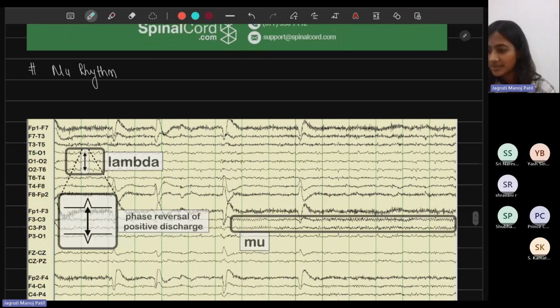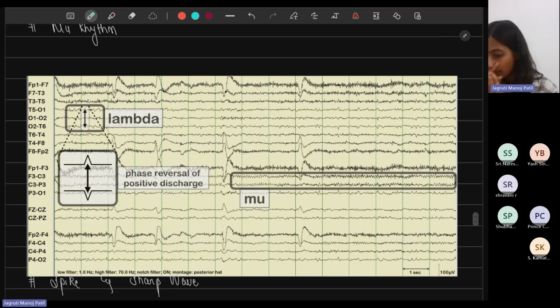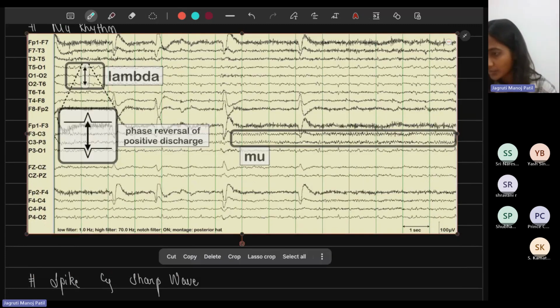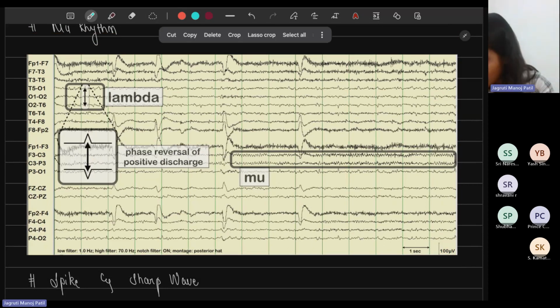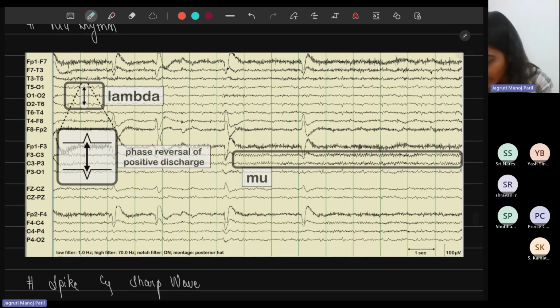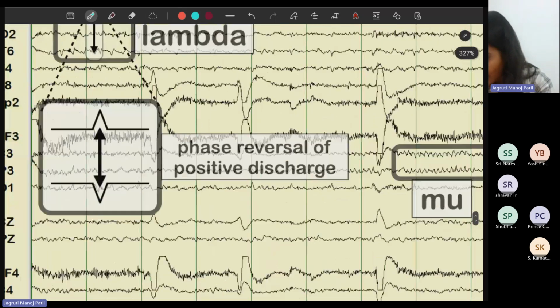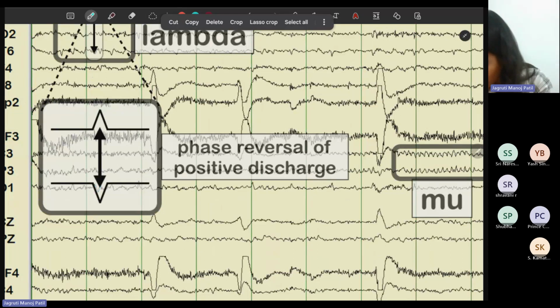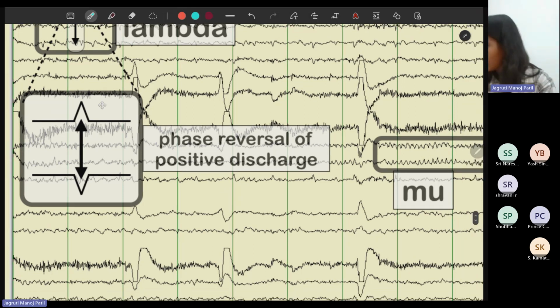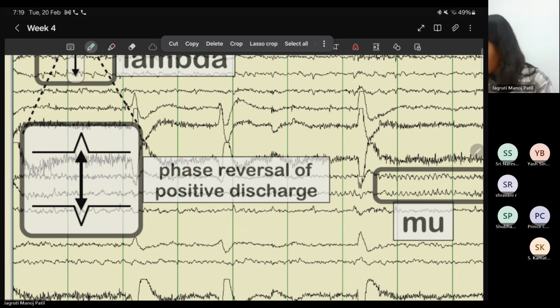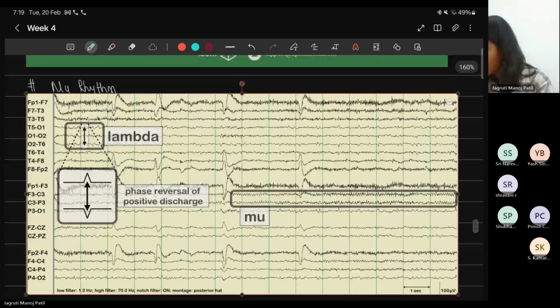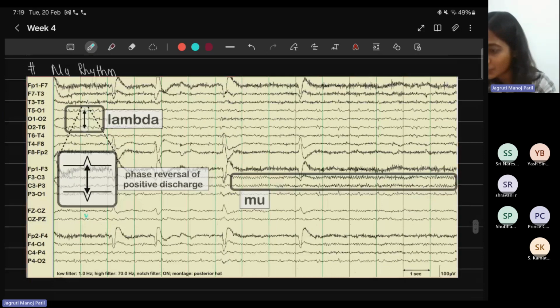Okay, so this is something called the mu rhythm over here. I'll just show you what those lambda waves were. These lambda waves, if you see nicely over here, their magnitude changes. So this wave is like this, whereas this wave over here is different. We should not zoom it too much.